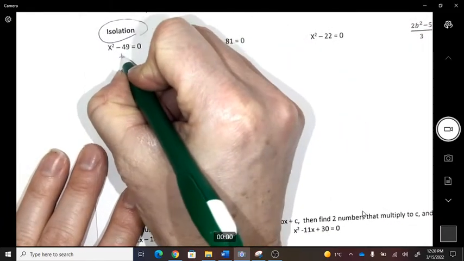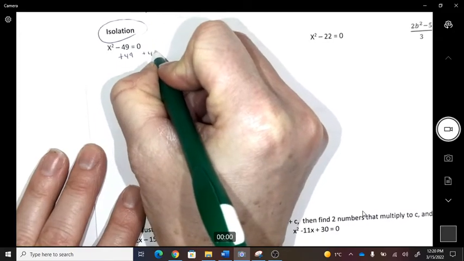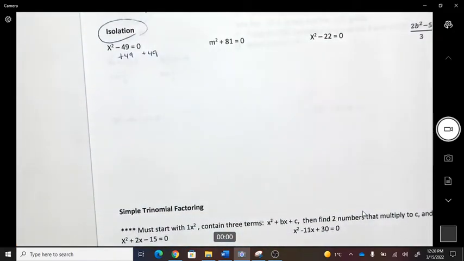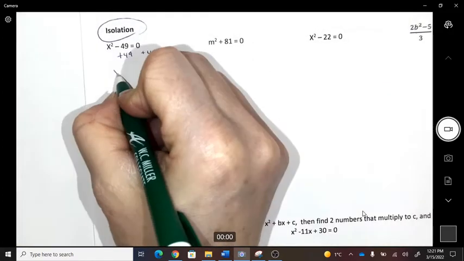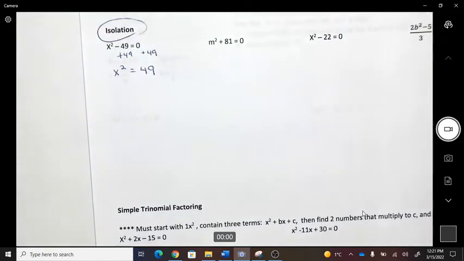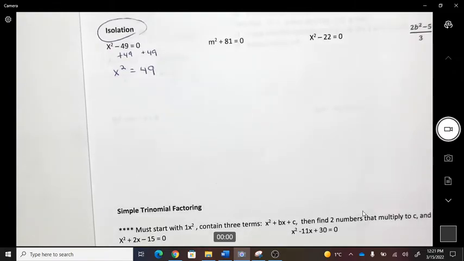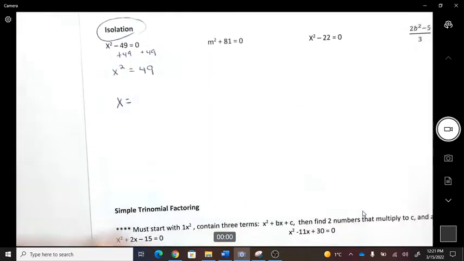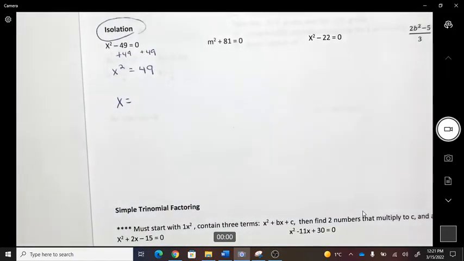So on this example, I'm going to add 49 because I'm trying to get rid of everything. Okay, now, this is tricky. This is something you're going to have to think about. I want you to think about what could square to get 49?